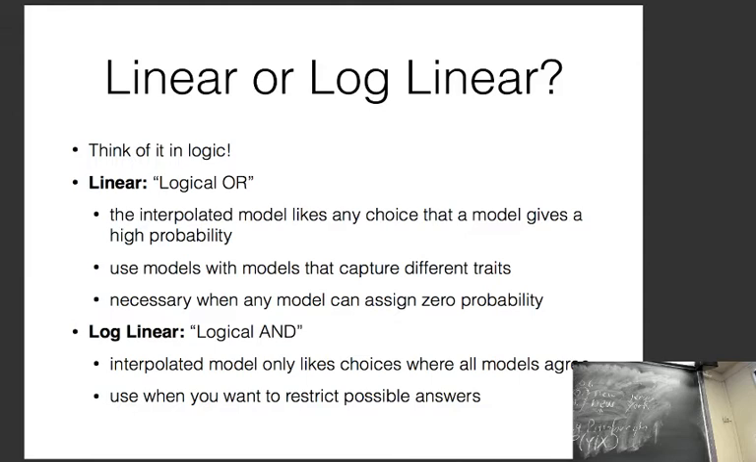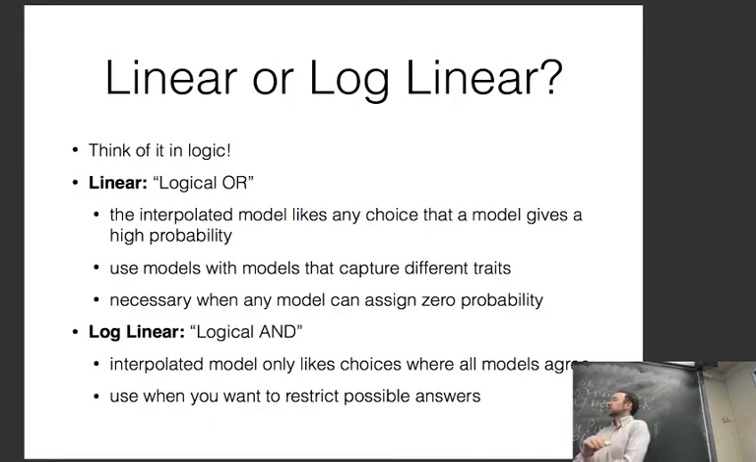So if you want to have one model that can say no, never give this output, then log linear interpolation is your good choice. If you want to have either model be able to contribute probability, then linear interpolation is a good way to go. Any questions about this?